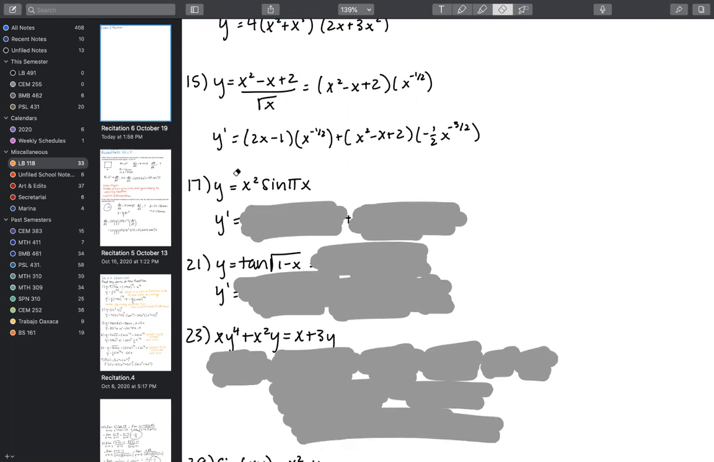For the next one, we have another example of the product rule. So we have x squared as our first function, and then sine of pi x. So again, with the product rule, we'll do the derivative of the first times the second plus the first times the derivative of the second. The only thing that I would say is cause for confusion here is just bearing in mind that pi is a constant. And so if you're struggling with this concept, technically this is a chain rule problem.